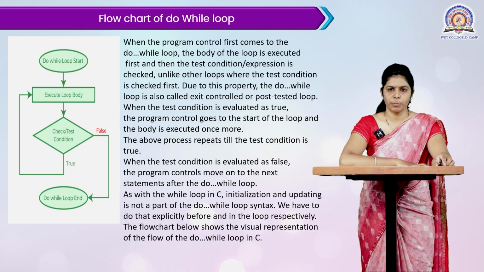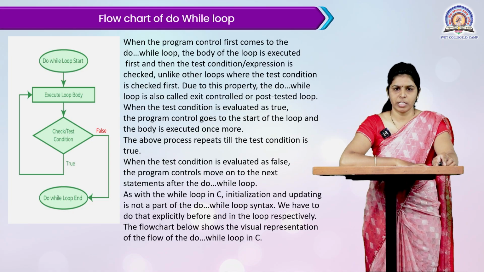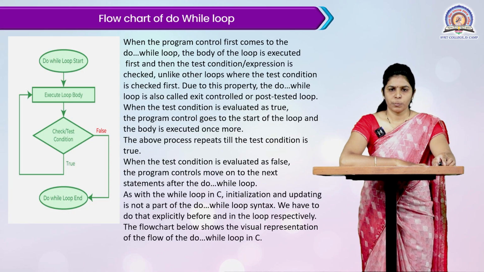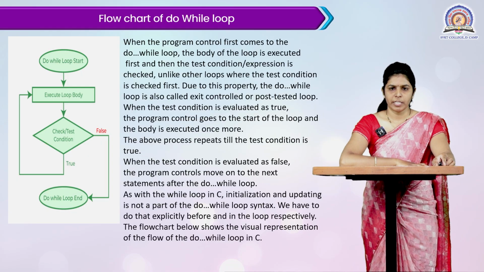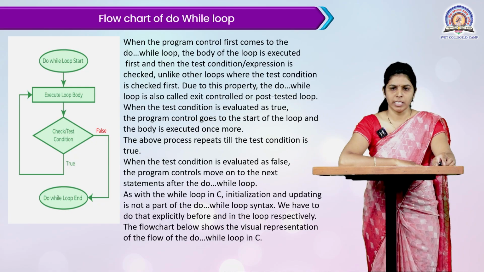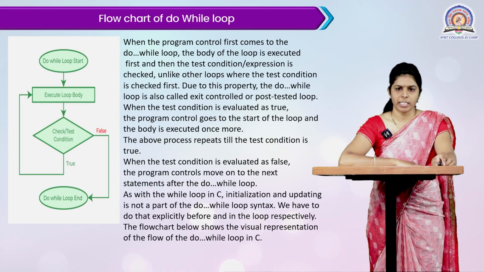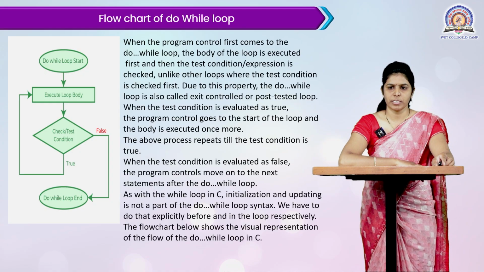The above process repeats till the test condition is true. When the test condition is evaluated as false, the program control moves on to the next statement after the do while loop. As with the while loop in C, initialization and updating is not a part of the do while loop syntax. We have to do that explicitly before and in the loop respectively.